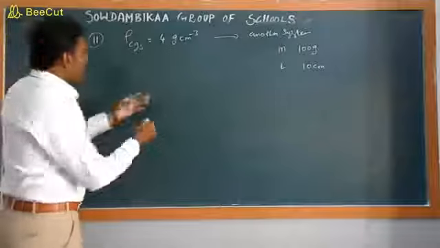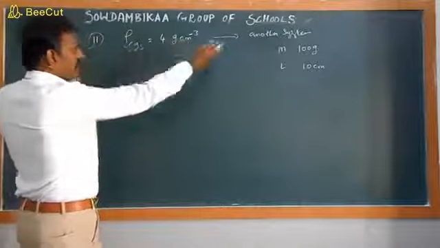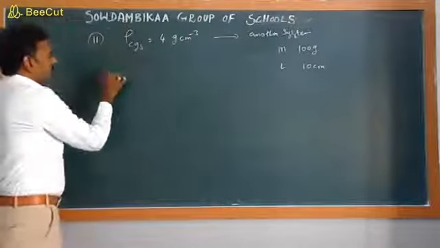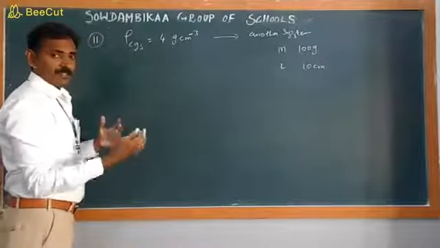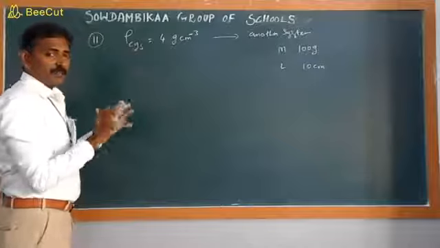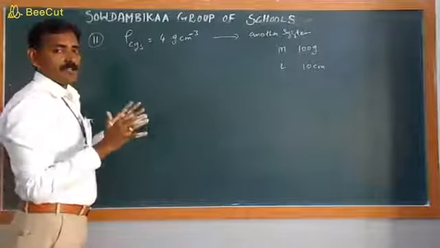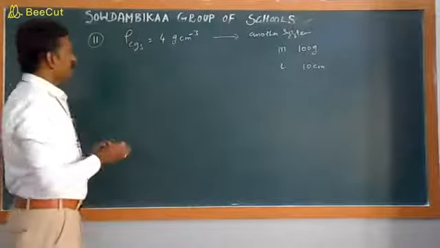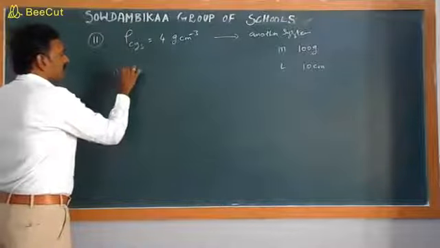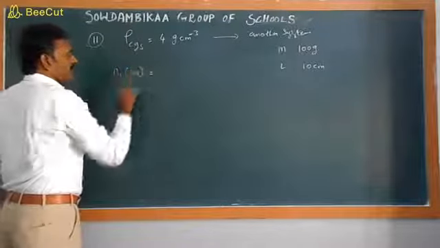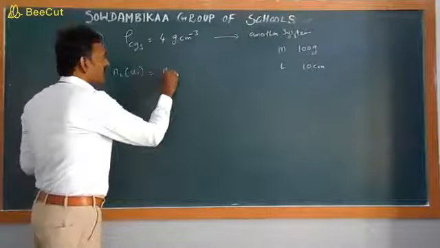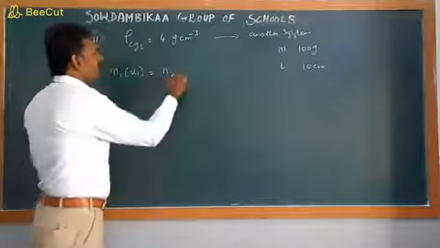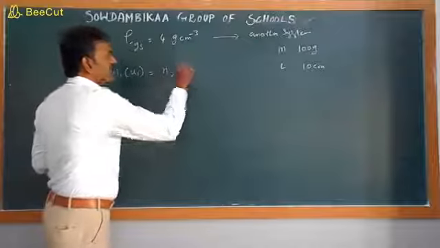So first we are going to write what is known and what is unknown. The known: to convert from one system of unit to another, you have to follow that the product of the numerical value and the corresponding unit will be a constant. So N1 into U1 is equal to N2 into U2, where N2 is the numerical value in the other system and the corresponding unit is taken as U2. Okay.